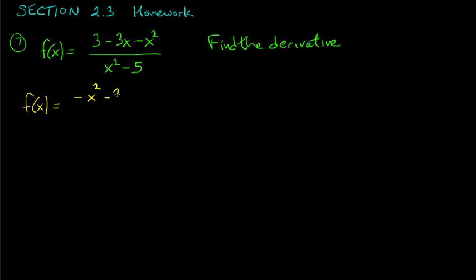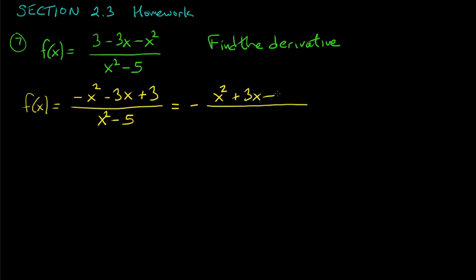So let me put this in the correct order. Negative x squared minus 3x plus 3 divided by x squared minus 5. But I'm pretty sure that we're not going to be able to factor anything out of the numerator or the denominator other than the negative sign. So I'll make this a negative fraction, negative x squared plus 3x minus 3 all over x squared minus 5. Right? And you don't have to do that, but it might make taking the derivative a little more simple.